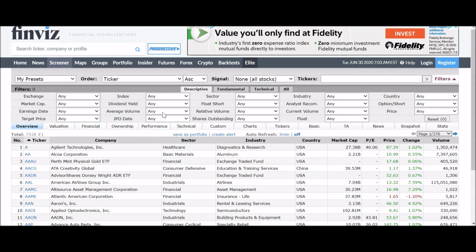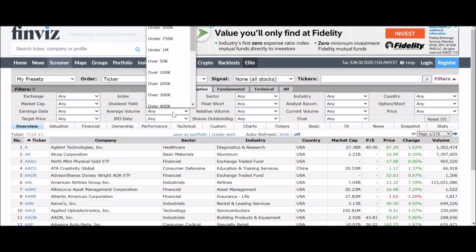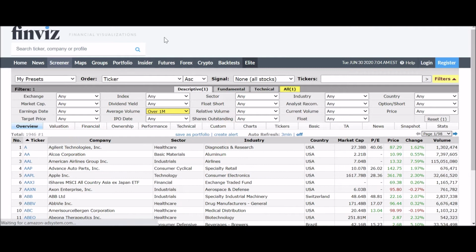Volume is important. You need that volume in the market. You need that supply and demand in order to move the stock. So let's go ahead and select average volume. Let's go with over 1 million. That's a little high, but I want to really dial this down as much as I can.